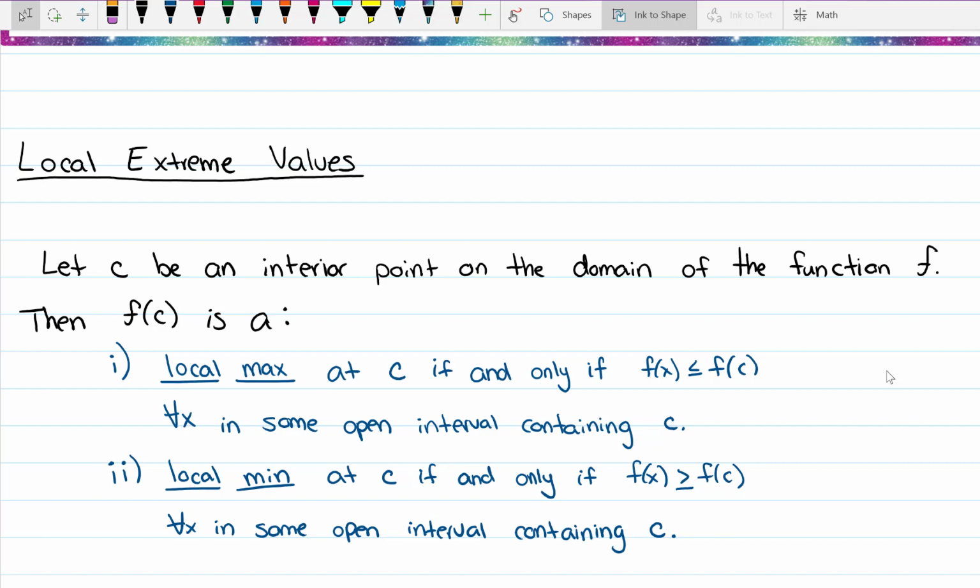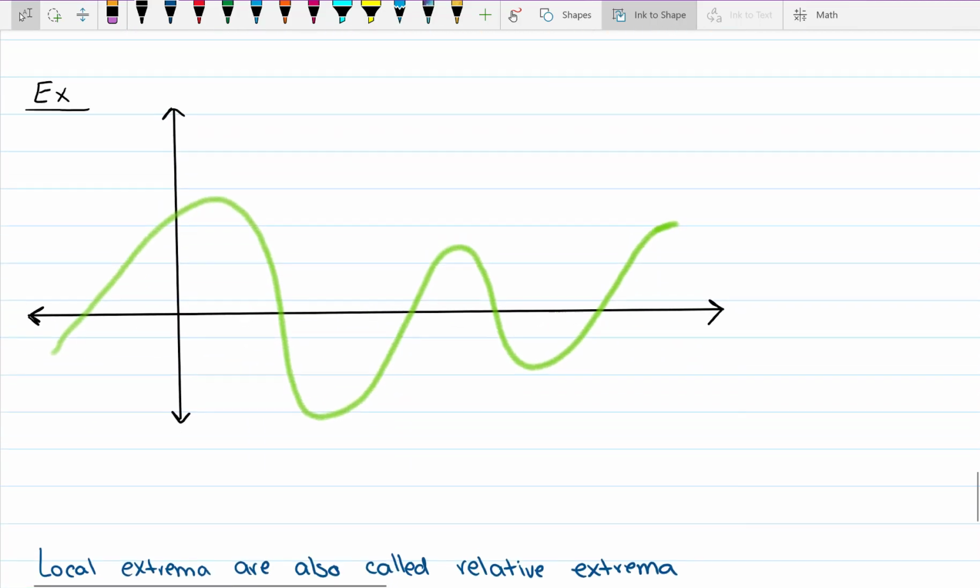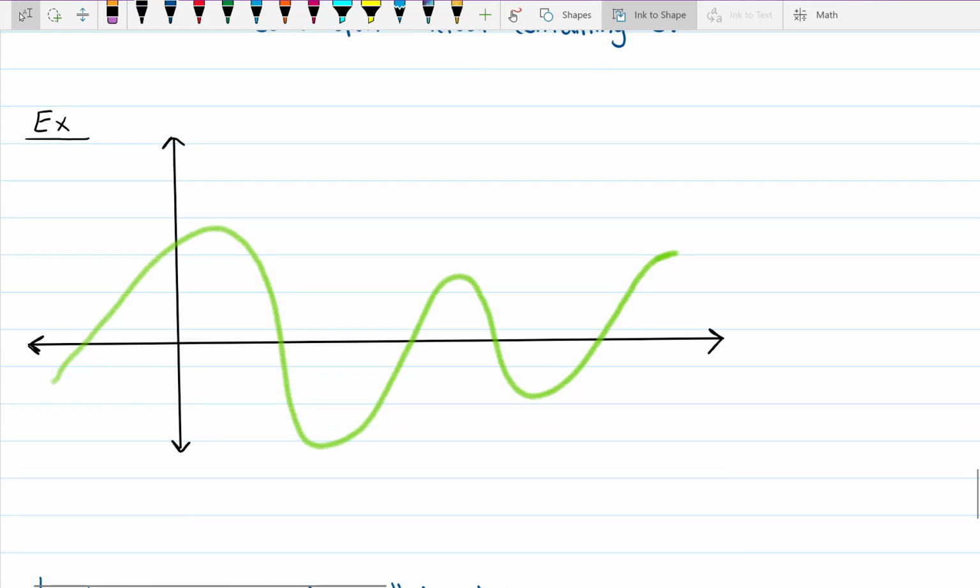So let me show you what I'm talking about. Let's look at this right here. Let this be an example. So I'm going to identify all my local maxes. So I have a local max here because I'm going to restrict the domain from here to here. And on that interval, what I dotted was the largest one. So this is the local max.